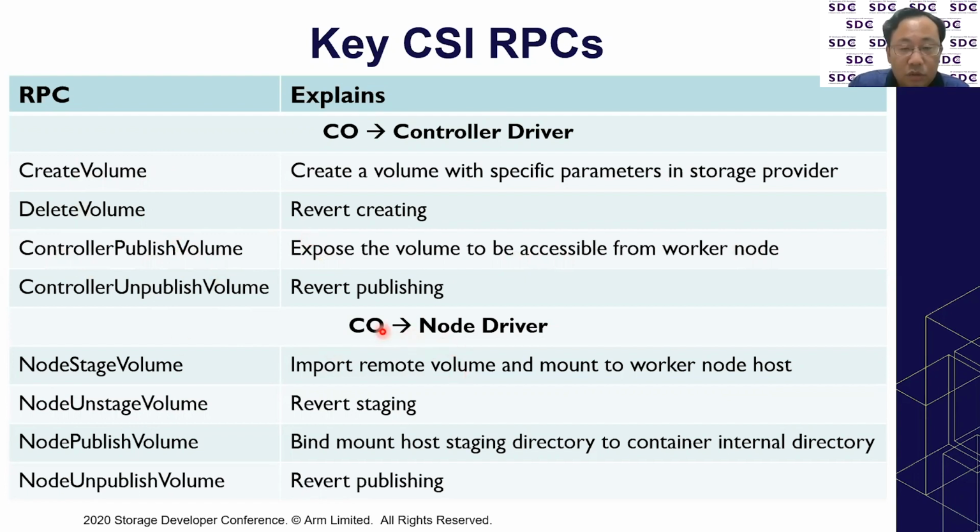And for the CO to the node driver, it sends messages like node stage volume and node publish volume. Node stage volume means to mount the remote block device into a local staging directory on the node. Then publish volume bind mounts the staging directory into the directory inside the container. We need two steps because there may be two containers running on the same node that share the volume. So we have these two levels of mount paths to make it easier to handle.